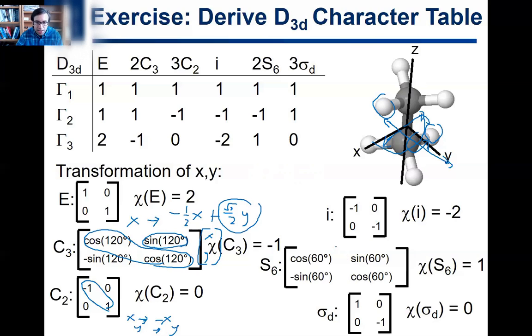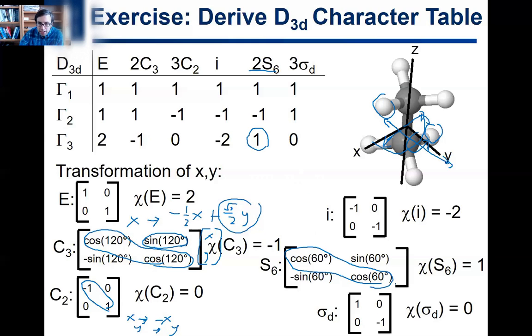We get -2. C6, sorry, S6. S6, we're going to do a C6 and then flip it across the z. But we don't care about the z, right? Because the z is the sigma h part. We don't care about the z. We're only doing x and y. So it becomes just a 60-degree rotation. Cosine of 60 degrees is 1/2. And so you're going to have 1/2 plus 1/2 along your trace there, gives you 1. Okay, again, your trace. So that's a character of 1. That gives you this 1 here under the C6, S6.